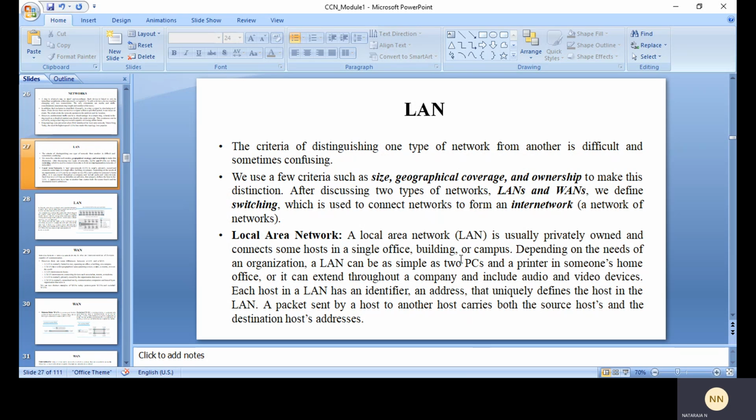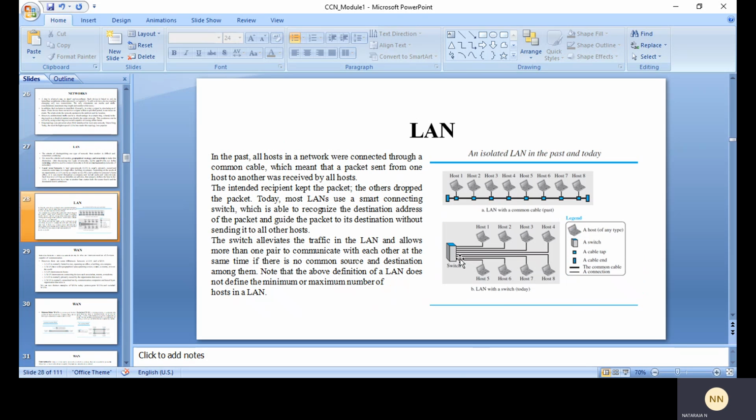Here we are going to speak about packets. Why? Because computers share data in terms of packets. That is why we call them packets. Okay, this is the basic introduction to the local area network.